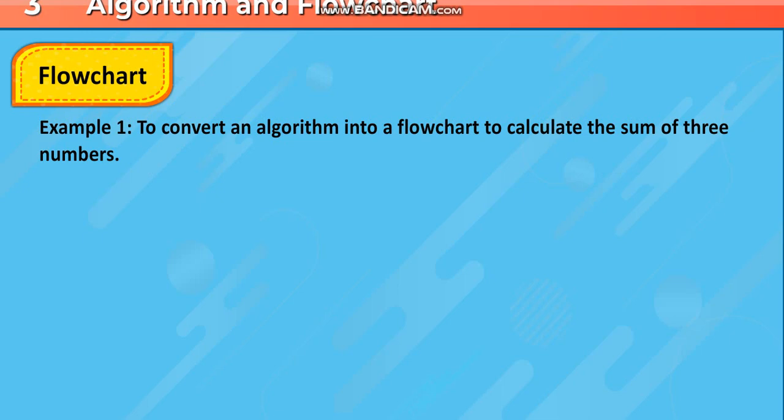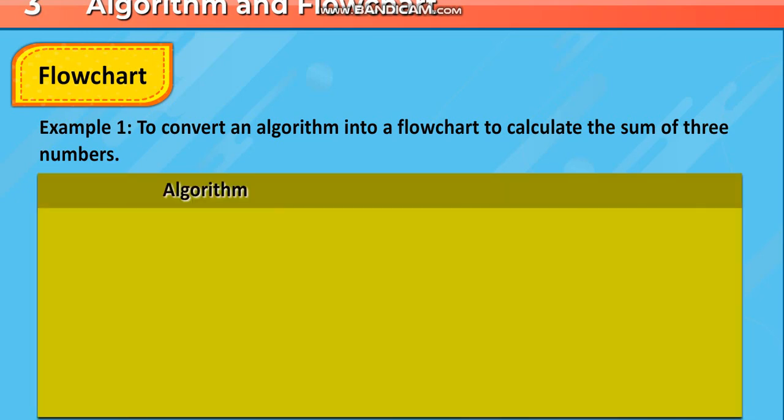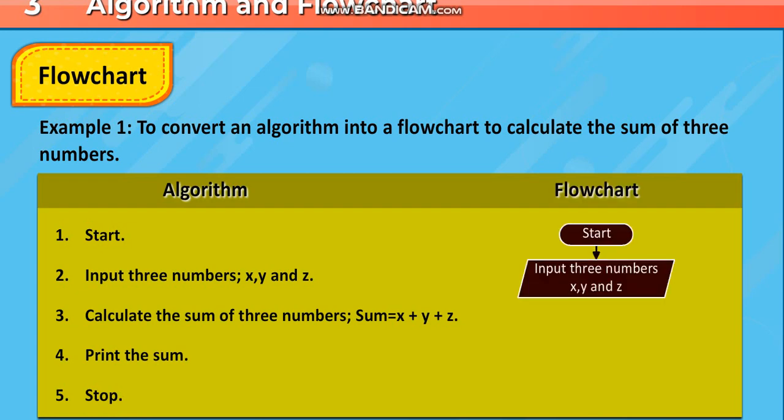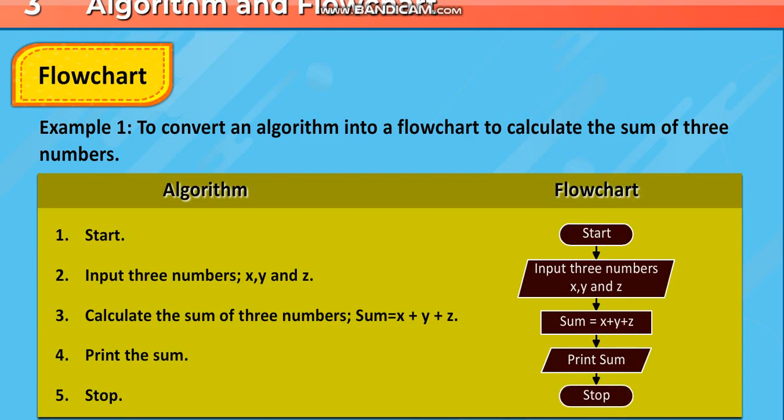Example 1. To convert an algorithm into a flowchart to calculate the sum of three numbers. Algorithm. Start. Input three numbers x, y and z. Calculate the sum of three numbers. Sum is equal to x plus y plus z. Print the sum. Stop. Flowchart. Start. Input three numbers x, y and z. Sum is equal to x plus y plus z. Print sum. Stop.